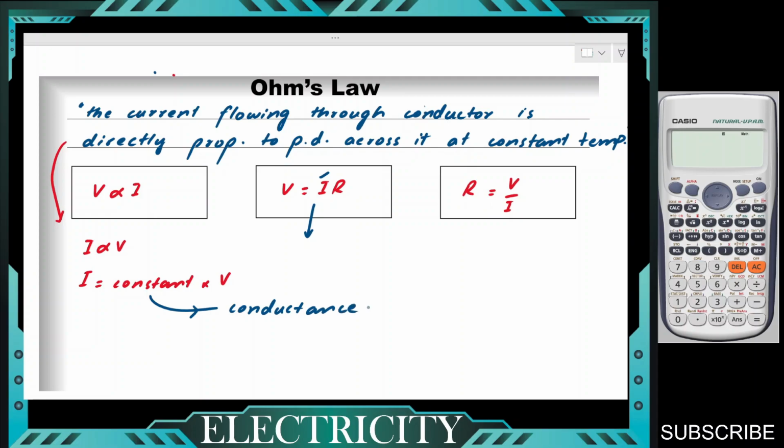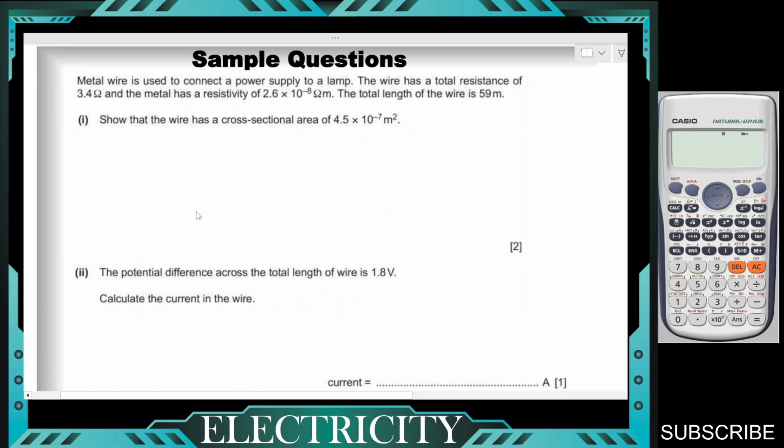If you take the reciprocal of the conductance, it is resistance. So conductance can be written as 1 over R times V, and then you get the same equation, V equals IR. But we don't discuss that in A levels. We just confine ourselves to these three equations. So let's have a quick go through this one.